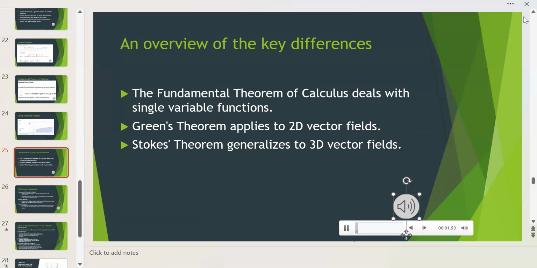An overview of the key differences. So first of all, having finished with the fundamental theorem of calculus, you can see that it deals with a single variable and is very easily computed by taking the value of one extreme to another. In Green's theorem, it's slightly more complicated, looking at a two-dimensional vector field. And Stokes' theorem is much more complicated, with three dimensions as a difference.